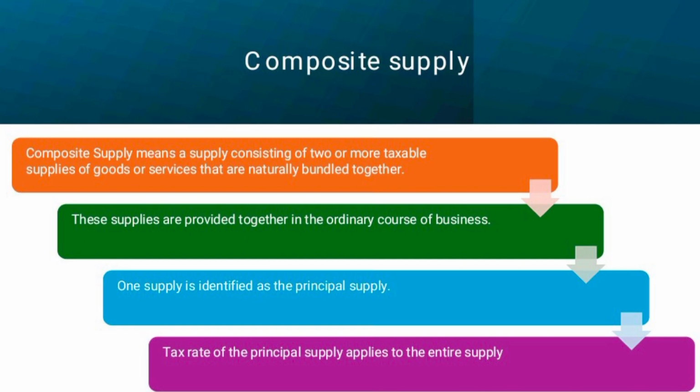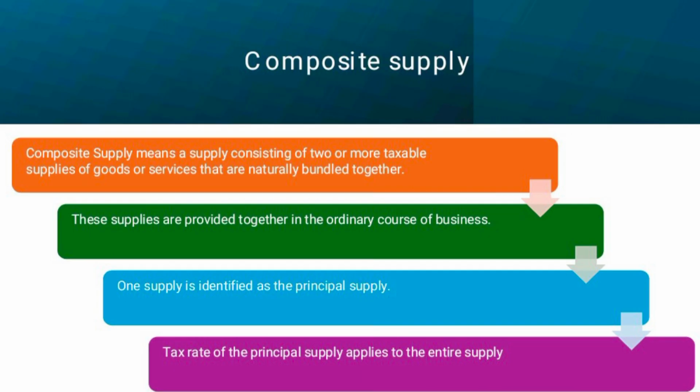First we know what is composite supply. Composite supply means a supply consisting of two or more taxable supplies of goods or service that are naturally bundled together. It is a combination consisting of two or more taxable supplies of goods or service that are naturally bundled. That is the key concept here. These combinations are naturally bundled together.